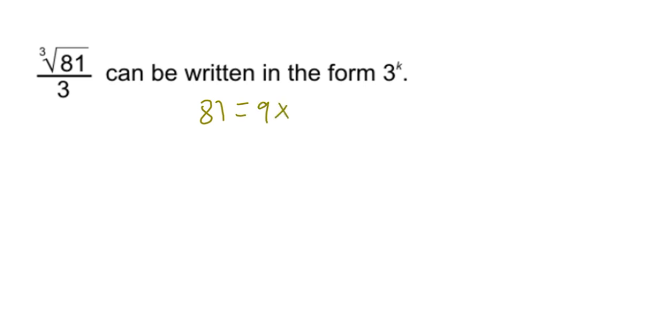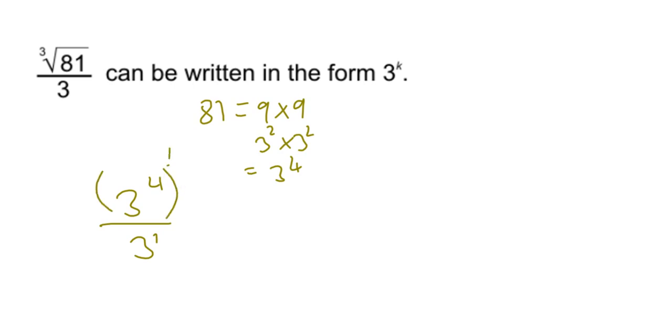is 9 times 9. And I know that 9 is 3 squared times 3 squared. So 81 is 3 to the power 4. So I can write that as 3 to the power 4 divided by 3 to the power 1. And this is a cube root. Well, a cube root is the same as to the power 1/3. Because a square root is to the power of a half. Because if you multiply a square root by itself, you get a half plus a half gives you the whole.